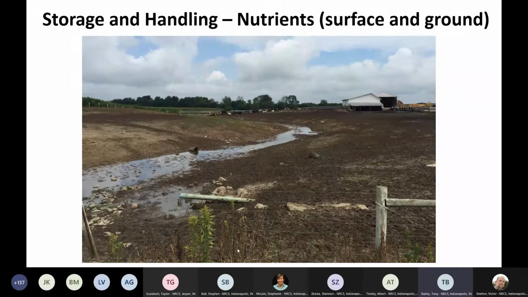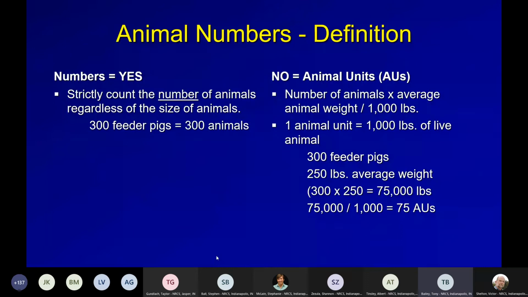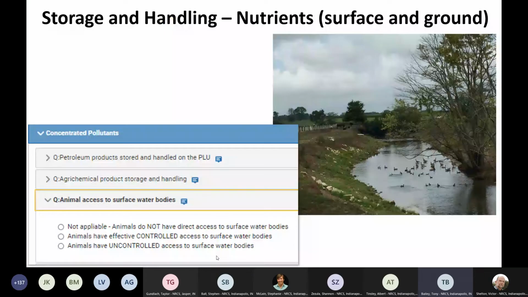Additionally, thinking about the storage and handling of nutrients. How are those nutrients on the operation, and what is the potential for movement to surface and groundwater? Within CART, there's a livestock question that has no impact, just an inventory question only, but it does trigger additional questions. We talked about this before, but when we're answering this, we want to make sure we're just collecting the animal numbers, strictly based on that. And that's just collected, built within the questions in CART.